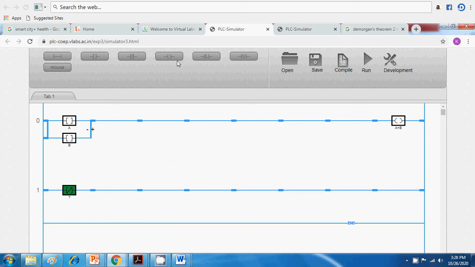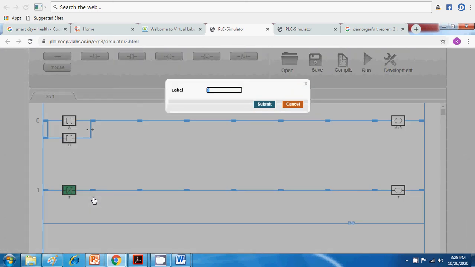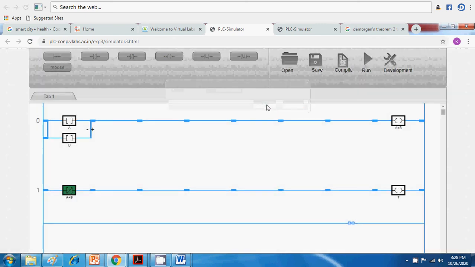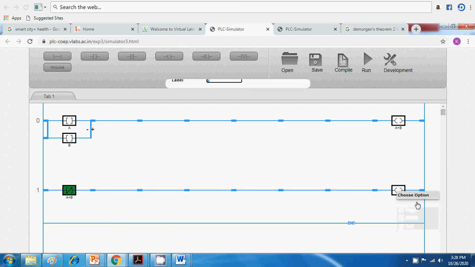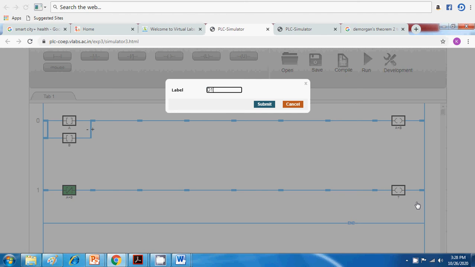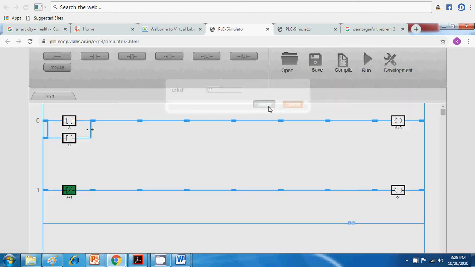Now add one output device at the right side and name it, click on mouse, then name it as tag A plus B. See, whatever is A plus B we are taking it here, so give the name as A plus B, and here it is the output. Suppose we call it output 1 and submit. So this is our first De Morgan's law.